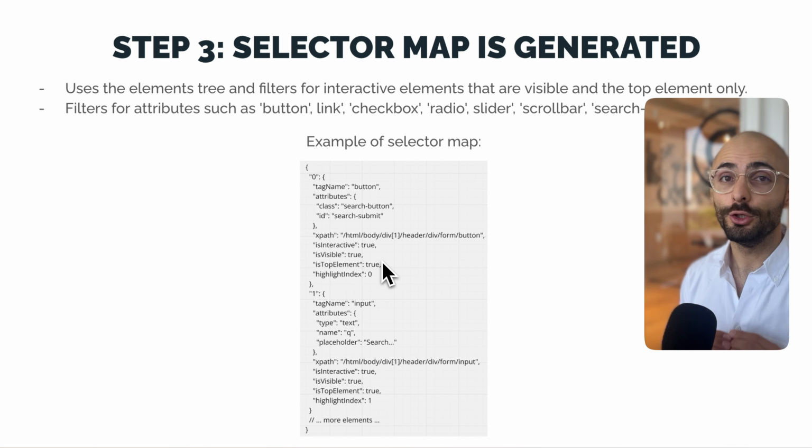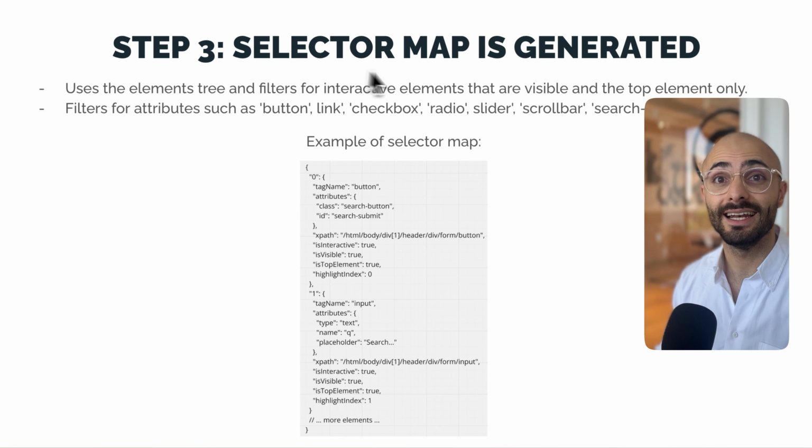Step 3 is then using that element tree, or the DOM. It then generates a selector map. What the selector map actually is, is basically a filtered down version of that element tree where it only includes the interactive elements on that web page.